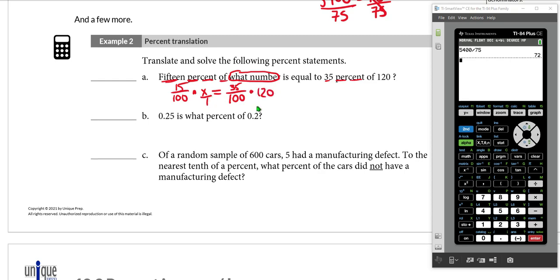Remember that hint that we just mentioned, put everything over 1, might make it easier to see how to proceed, and indeed in this case I think it does. We've got 15x over 100 equals 35 times 120. I'm going to do in the calculator 35 times 120 equals 4200, so that is going to be 4200 over 100. Now we could cross multiply here. Our numbers are going to get a little bit big. We have a calculator, so it doesn't really matter.